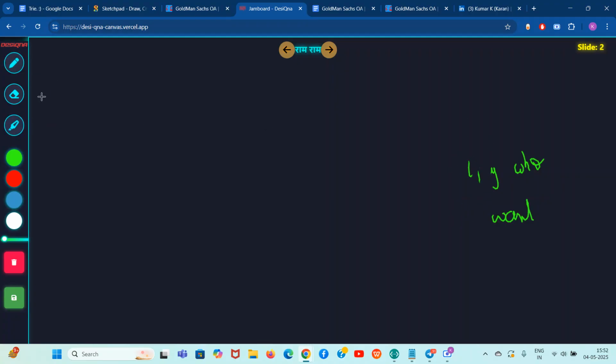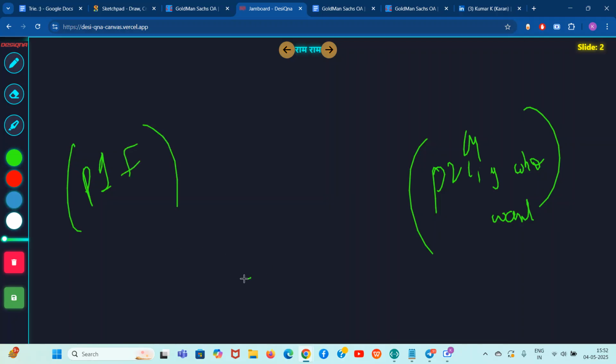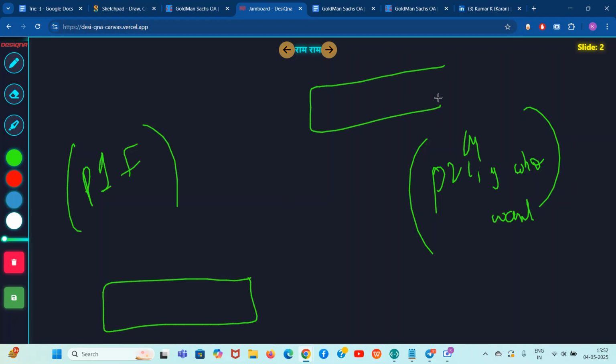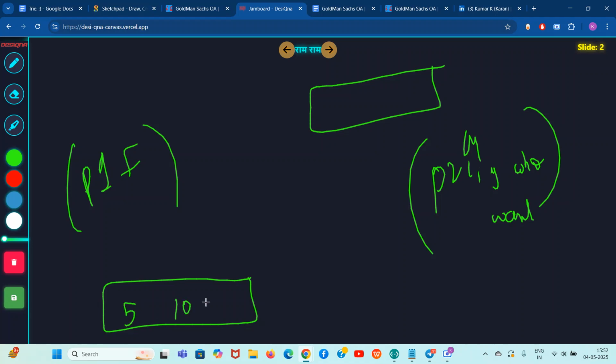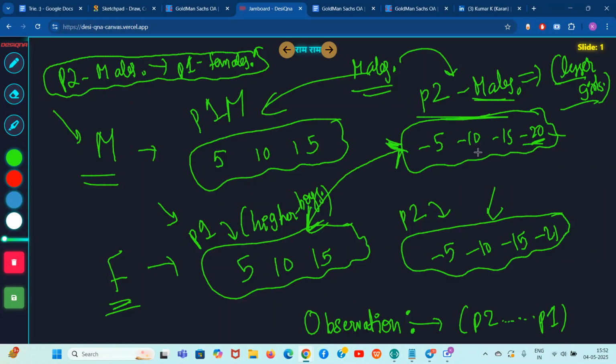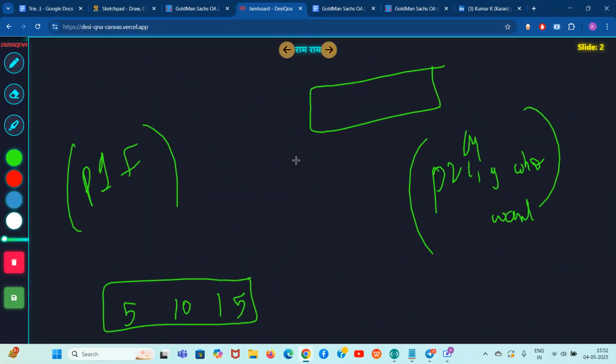Now this algorithm will always work. See, P2M, P1F. Now, how will you make the bondings? P1F is 5, 10, 15. And this is -5, -10, -15, -25. So, guys, ignore the minus signs. This is, let's say, your array A. This is your array B.